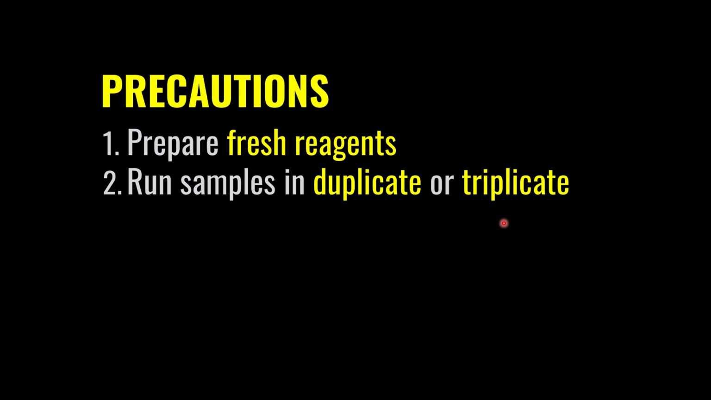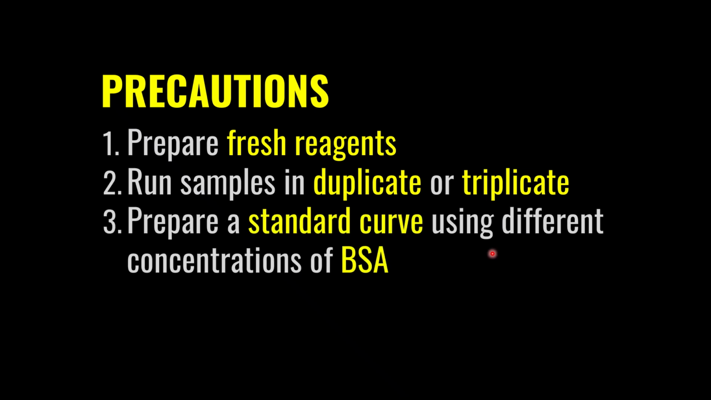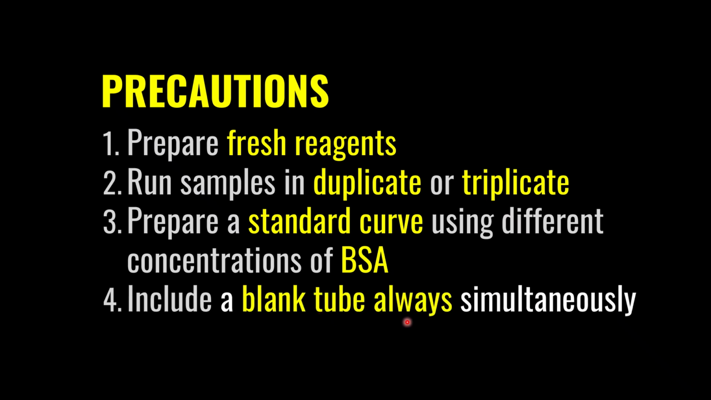This will minimize the errors, the standard error. And you have to prepare a standard curve using different concentrations of BSA simultaneously together with the protein sample, and also together with a blank. Blank is a background which is subtracted from each sample while you are reading at 750 nanometer.